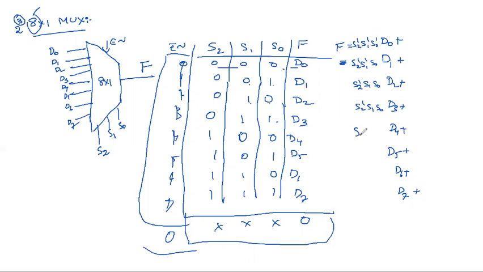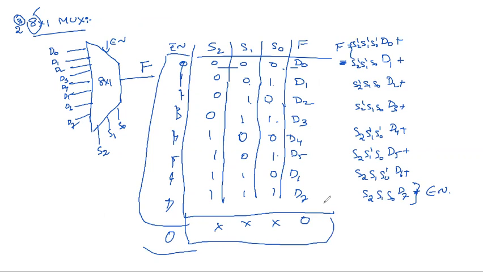D4, S2 S1 S0, right? D5, 1 0 1: S2 S1 bar S0. Next S2 S1 S0 bar. Next S2 S1 S0. So this is the final expression. If enable is available, just put a bracket at the end and write enable. Simple. Okay, like that you have to draw the 8 by 1 multiplexer.